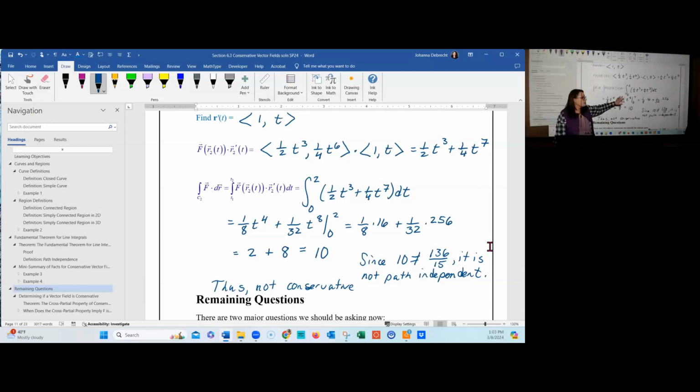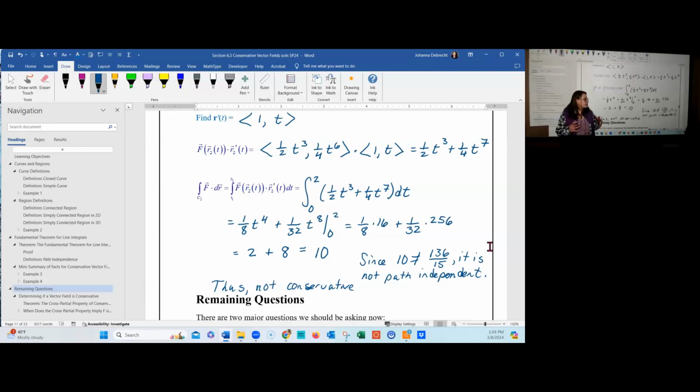This is simple to integrate from t equal to a at 0 to b at 2, and this gives us 1/8 t to the fourth plus 1/32 t to the eighth. When we evaluate between 0 and 2 and simplify, we get the value of 10.